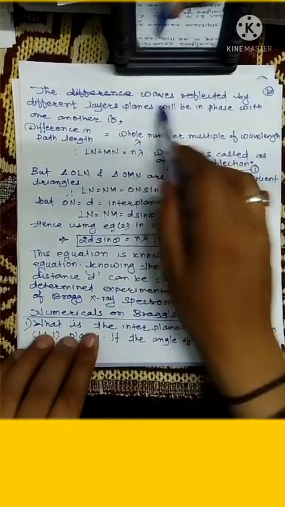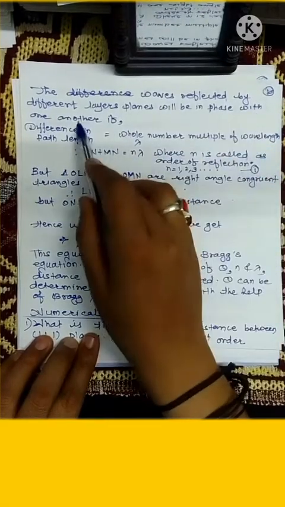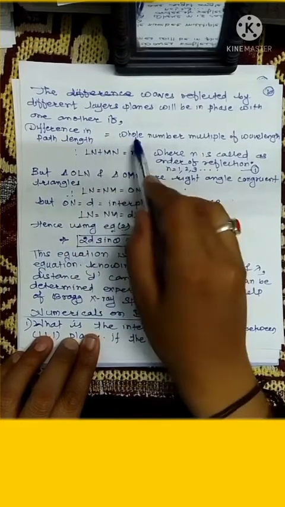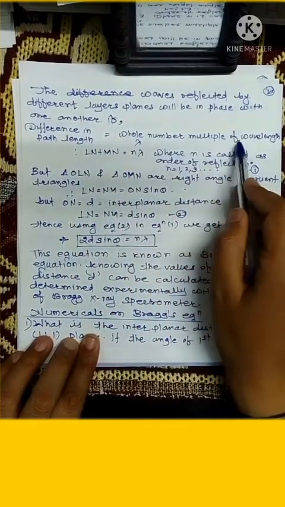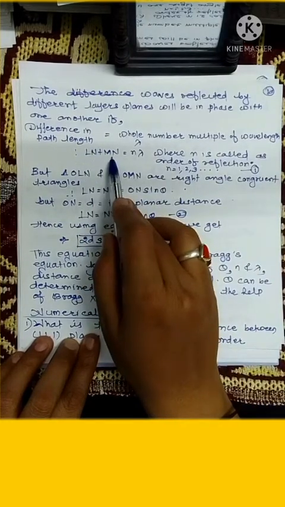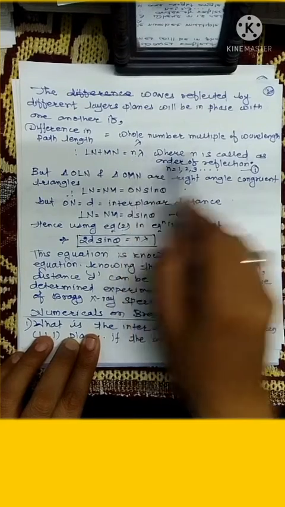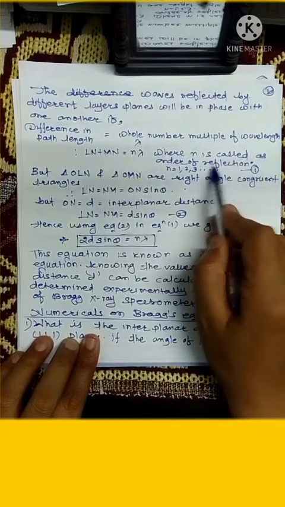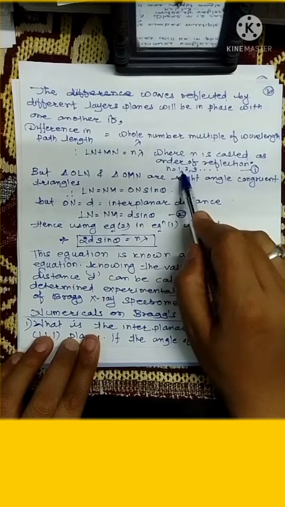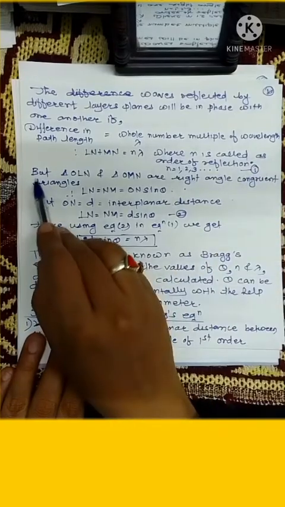So the difference in the path length of the waves reflected is always equal to LM plus NM. The waves reflected by different layer planes will be in phase with one another if the difference in the path length is equal to a whole number multiple of the wavelength. So we can write LM plus MN is equal to n lambda, where n is called the order of reflection. The value of n is from 1 to 3 up to infinity.